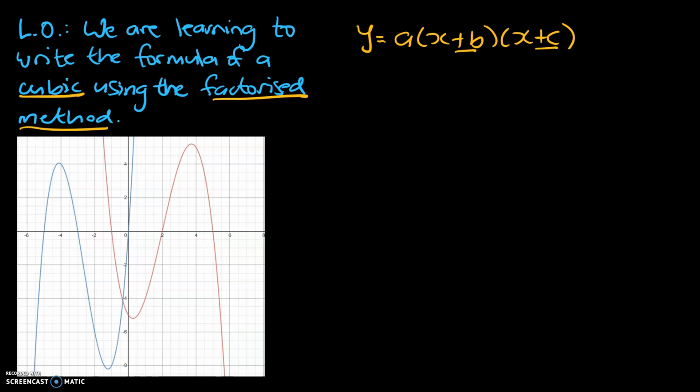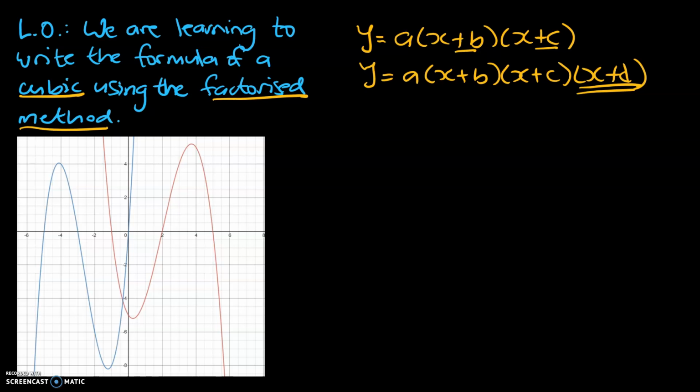We're going to be using a slightly different formula, but similar in many regards. Y equals a times (x + b) times (x + c) times (x + d). And the new part of our formula is that (x + d) at the end, and that is what makes it a cubic as opposed to a parabola.